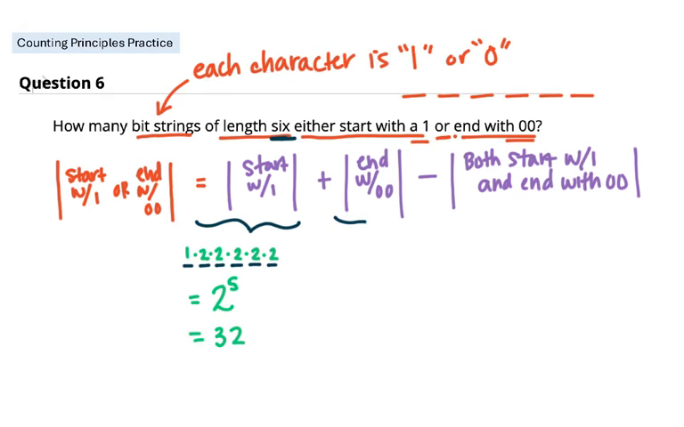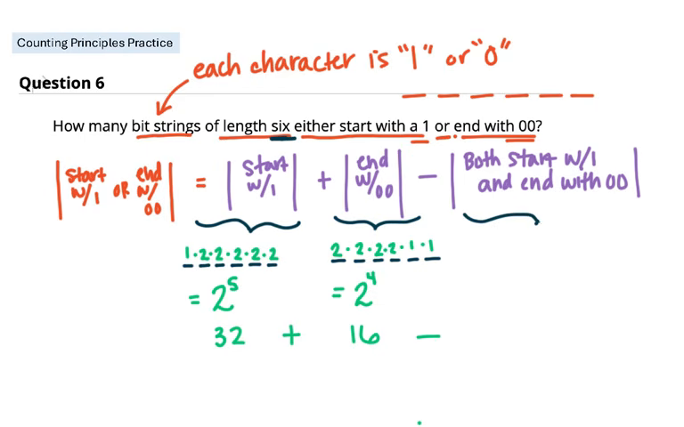Let's look at ending with 00. So there's a 6-bit string. And if they end with a 00, that means there's only one choice and one choice for those last two. But for the other slots, they can be anything. So I've got 2 choices, 2 choices, 2 choices. So it looks to me like the total number of bit strings that end with 00 is 2 to the 4th, which is 16. So in the end, let me erase these little equal signs. And in the end, we're going to have 32 plus 16 minus however many have both of those characteristics.